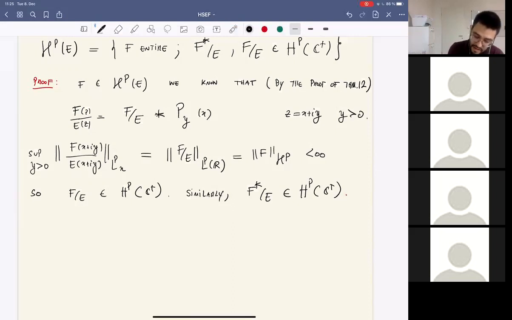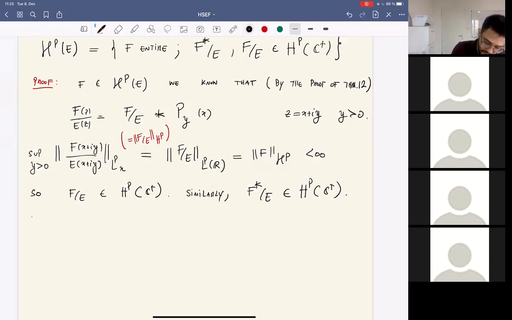Similarly, we have this, and moreover, from this you can also see that this bit here is the norm of f over e in the space HP. So we're actually showing that the norm in the space HP equals the norm in the Brun space. But anyway, let me go back. So similarly, f star of a belongs to there.